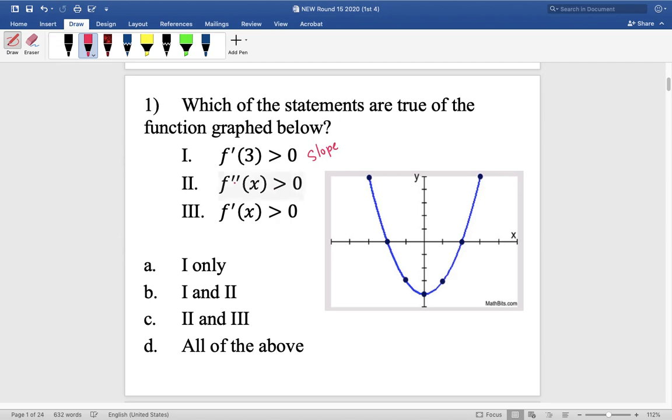The second one is the second derivative. That's the acceleration. Think about the acceleration. You might want to look up about mins and maxes in the graph here. And number 3, again, talks about the derivative, but in this case, it is the derivative of x, which means any value. True or false on each one?